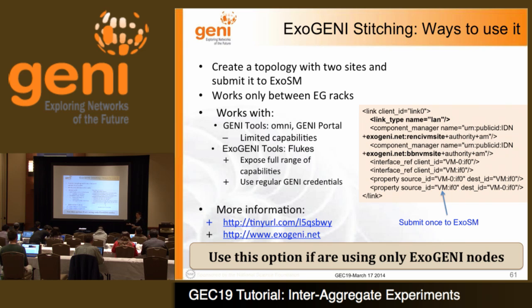If you use the ExoGENI tools like Flukes, which is a native ExoGENI tool that works with all the ExoGENI racks, then you have the full range and power of ExoGENI stitching. You can find more information there. And you can use this option when you know your experiment is fully contained within ExoGENI racks. This is probably the best way to connect your resources.